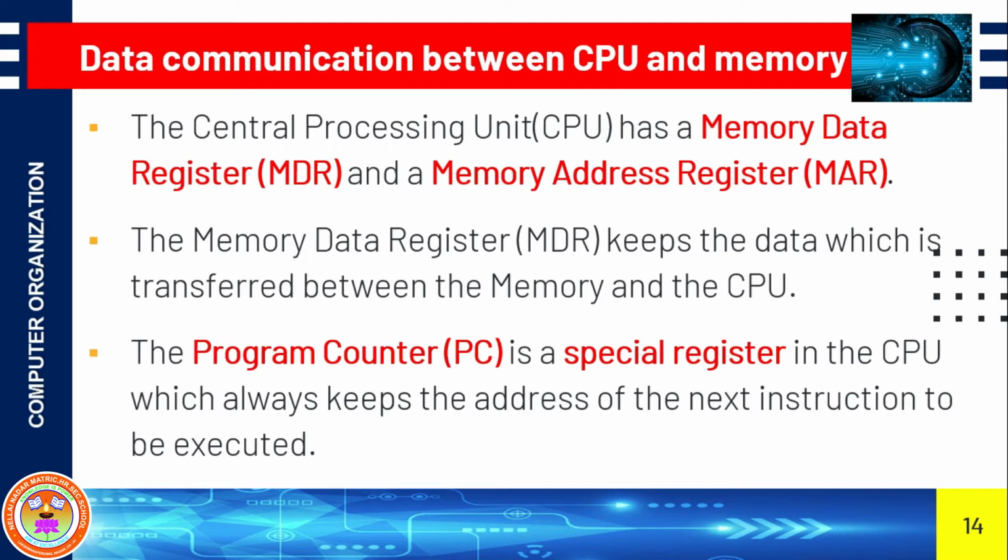Okay. The next one, what is the program counter? It is another special register available in the CPU, which always keeps the address of the next instruction to be executed. So whatever instructions will be executed one by one, everything is ordered in this special register. The name is what? Program counter, simply called PC. So that is the main purpose of this program counter. Understood?